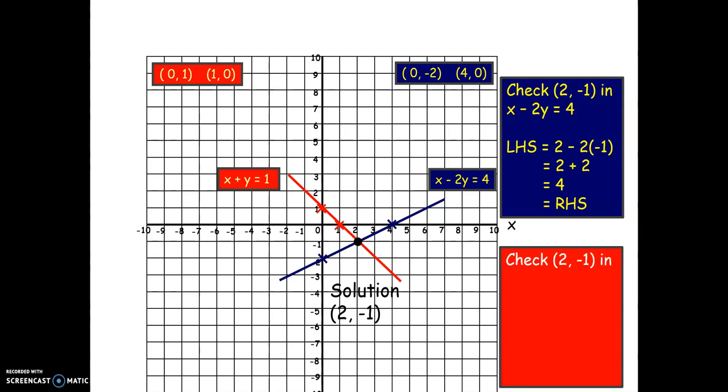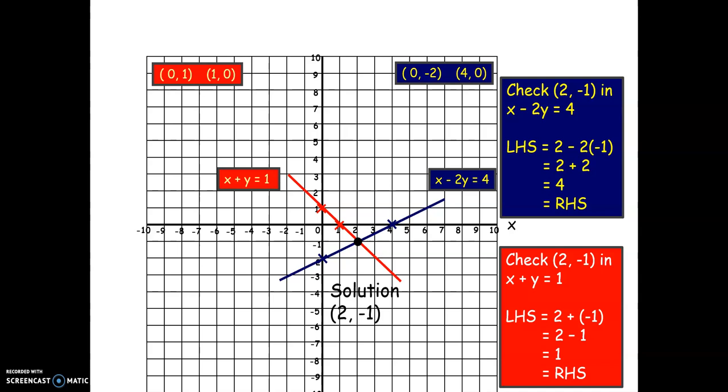So again, check the solution, 2, -1, in the line x plus y equals 1. So the left-hand side of the equation of the line would become 2 plus -1, which is 2 subtract 1, which is just equal to 1. And if we check the right-hand side of the equation of the line, it's equal to the right-hand side, so we know we've done that correctly.